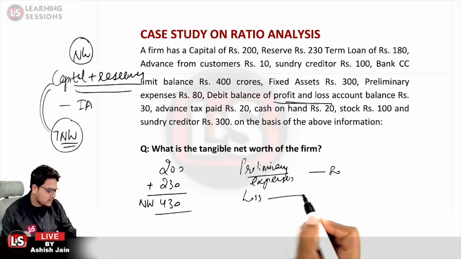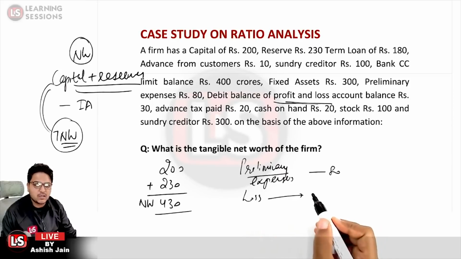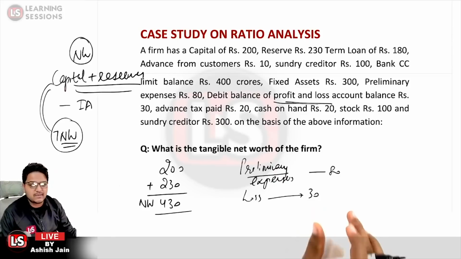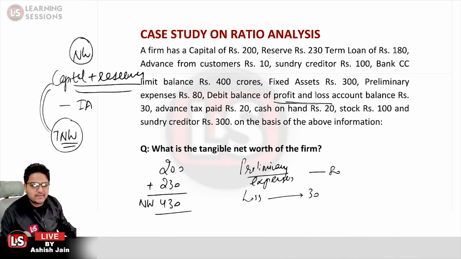So I'm just writing it over here. The loss, that is the debit balance, is 30, and that is also your intangible asset. Those two assets are to be subtracted from the net worth so as to calculate the tangible net worth.